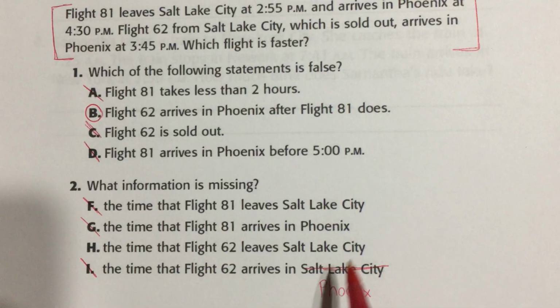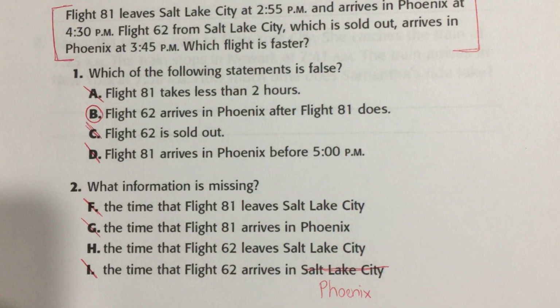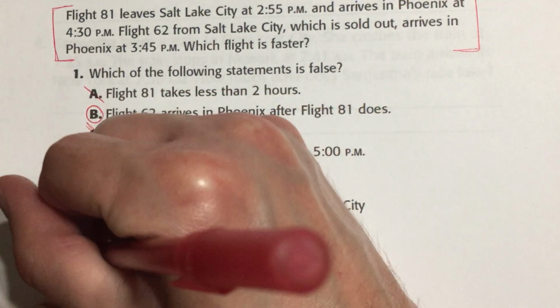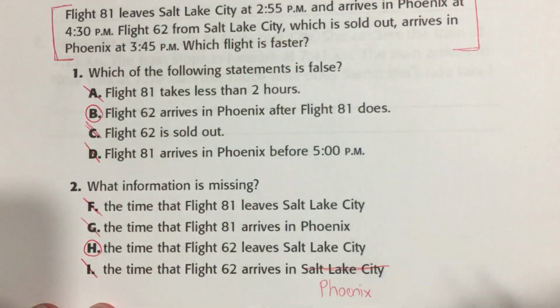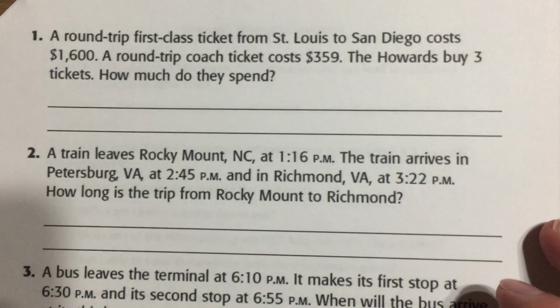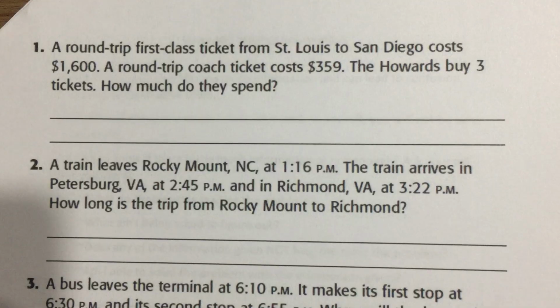But the time that it leaves Salt Lake City, we do not know. We know the time it arrives in Phoenix. We do not know that it left Salt Lake City. So, it should be letter H in that one. That is some missing information from that one. All right, so those have to do with that question, with that little scenario, the flights from Salt Lake City to Phoenix.